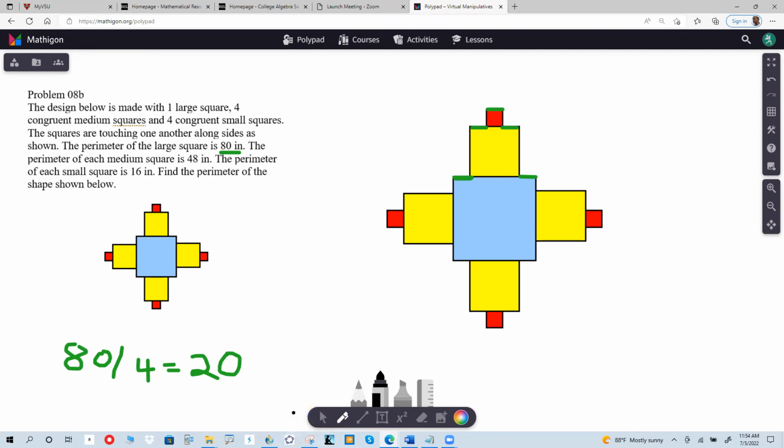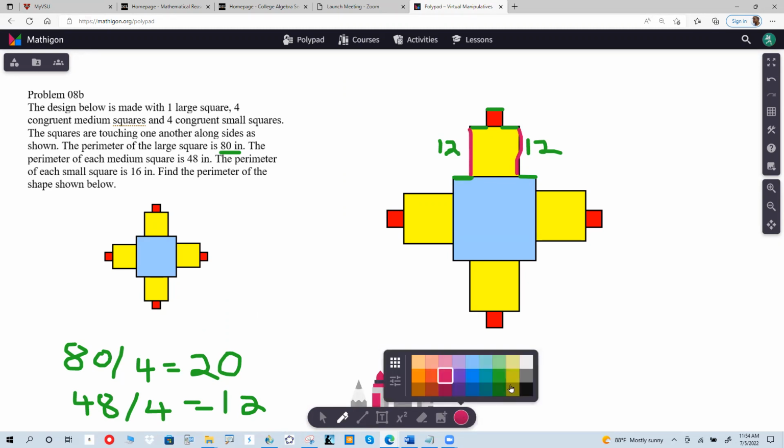Okay. Now the yellow squares are 48. Take your 48 divided by 4. I think it's 12. So each yellow square has a side length of 12. So I'm going to write 12 here. Okay. I'm going to make it red color here. The red edges are 12 units long.